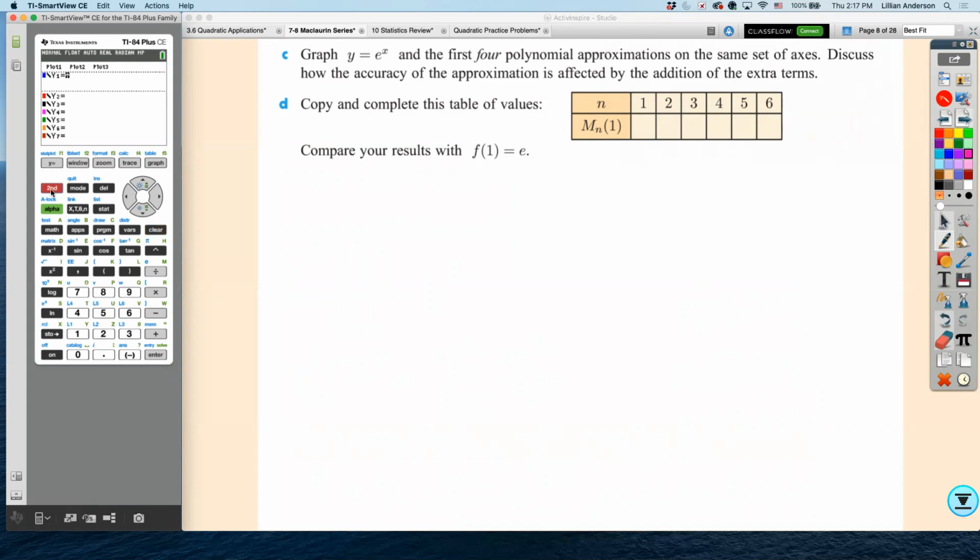E to the x. Take it back to a standard window. And actually, I'm going to zoom in just a little bit more. There's e to the x, and some other random line that I have somewhere. There it is.